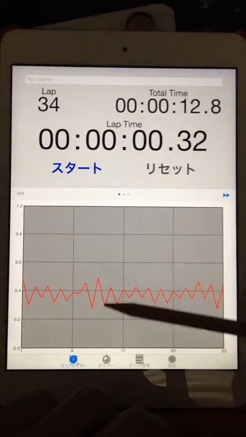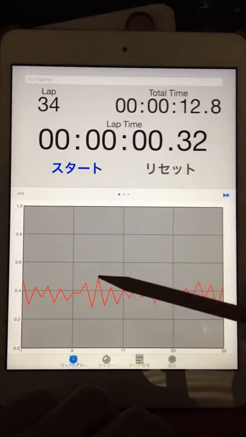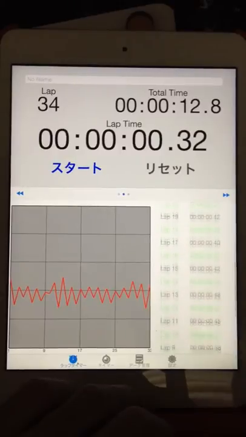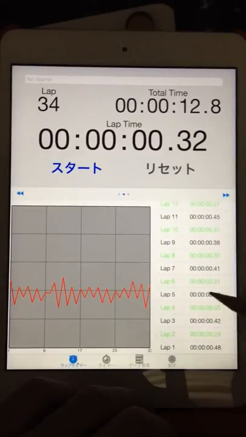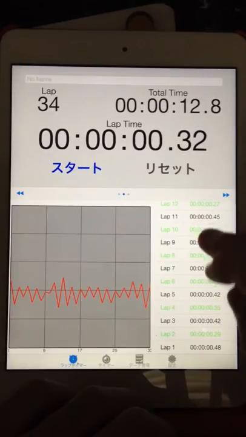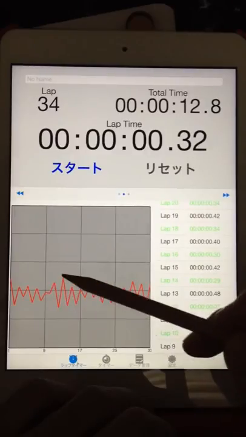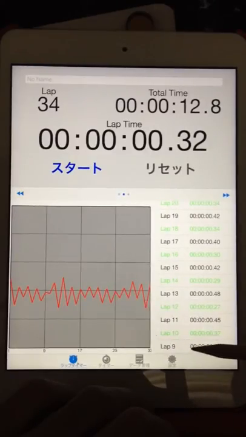Tapping rhythm. Strongest is here. 1, 2, 3, 4. 1. Front, back. 1, 2, 3.